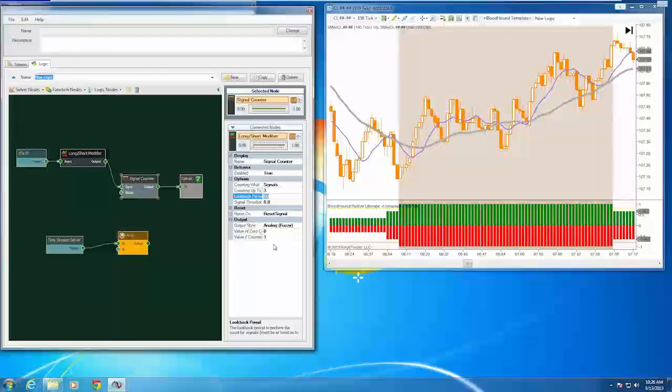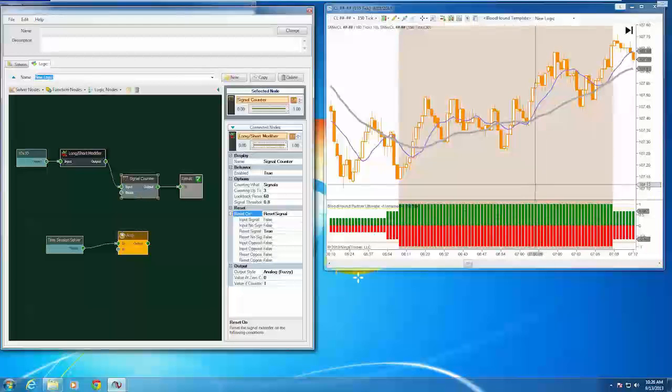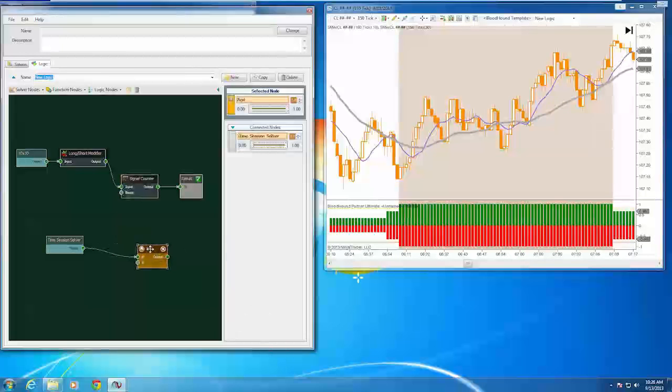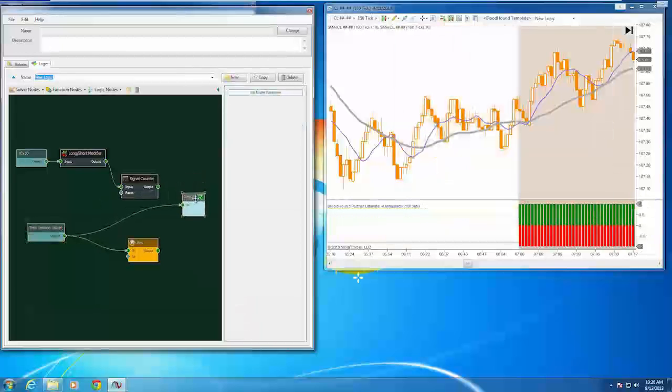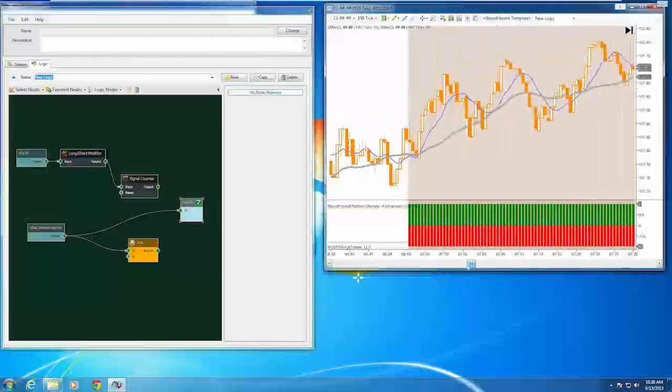Really, what we want is to simply start counting at the beginning of the session. So this is how you would anchor something. Okay, let's go back to our time session solver. If you recall, we have signals occur. Basically, the time session solver is like a filter again. So we basically get signals, or ones, in each direction anytime we're inside the zone.